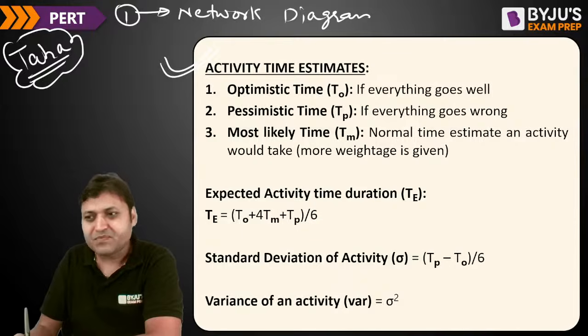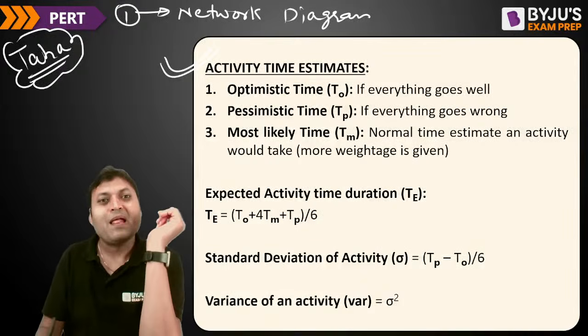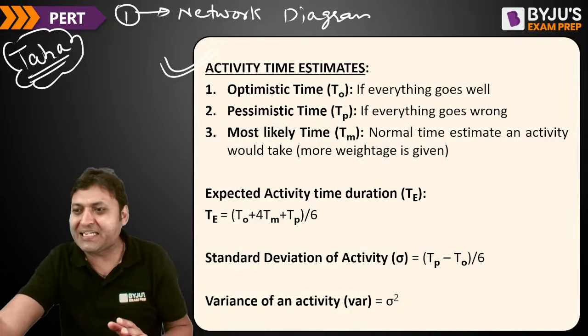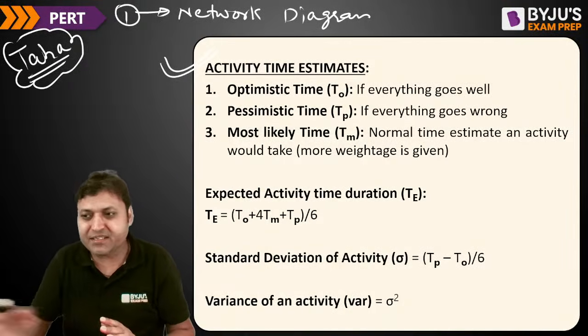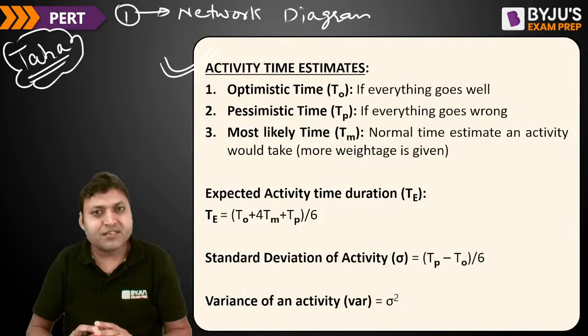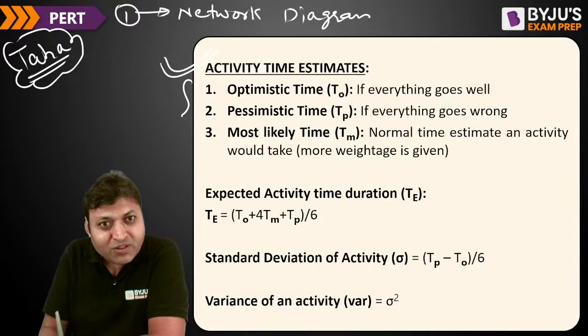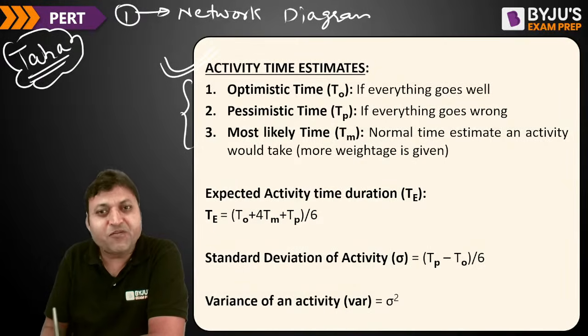Okay, Praveen. Look, first of all, you need to draw the network diagram using all the precedence relationships which we have discussed, right? Then we need to find the expected activity time duration by using these 3 time estimates.